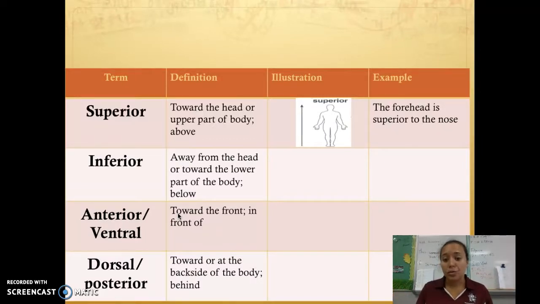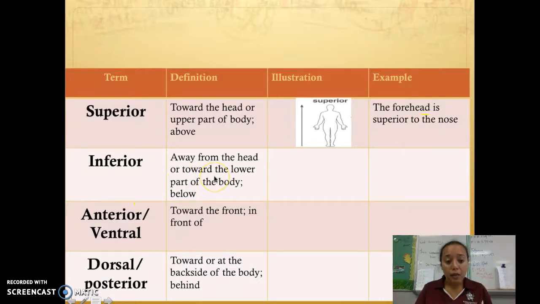So what you're going to do is you're going to draw an illustration here, okay, and give me an example here. I know some of you don't know a lot about the anatomy. That's okay, just use like forehead to nose. Okay, you don't have to use specific digestive systems. Unless you know that, then do it.